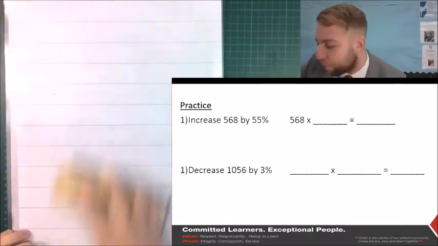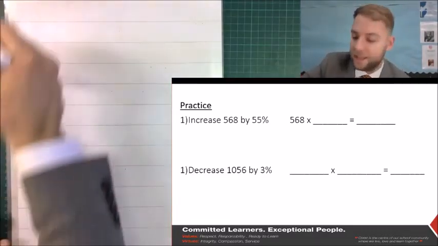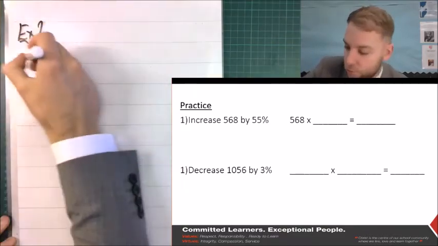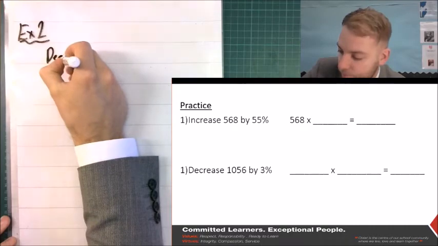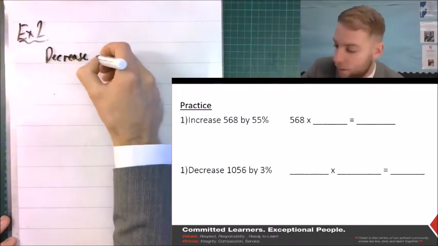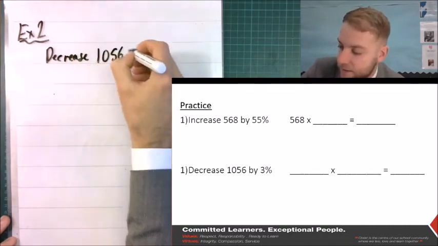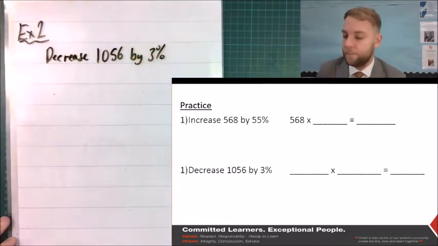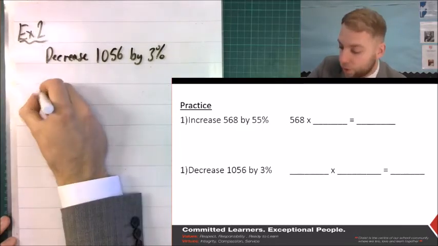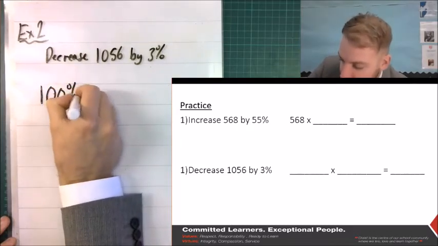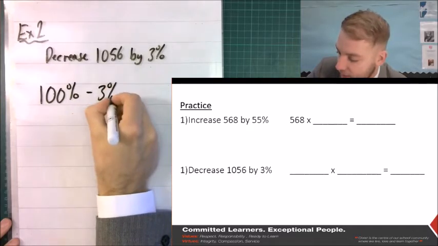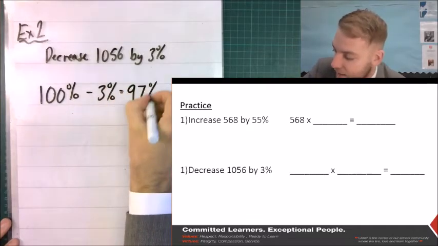Now notice that example 2 is a little bit different. Example 2 doesn't say increase this time, it says decrease. So decrease 1056 by 3%. So again, I'm starting with the same point. I'm starting always with 100%. Okay, start with 100%, and this time I'm decreasing, so I'm subtracting by 3%, which is equal to 97%.